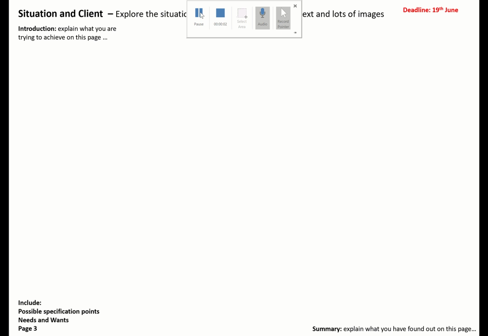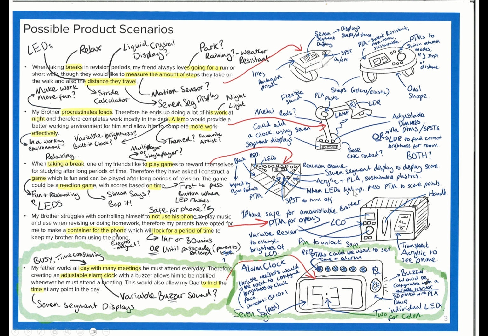This page is a little bit more complex than the previous two, a little bit harder. It's going to involve a little bit more information, probably a little bit more research as well. And it's looking at two main things. It's looking at a situation and it's looking at your client. So by now you should have a pretty fair idea of what you're going to be pursuing. You've done your scenarios page. You remember the previous one? And you've got your project that you want to follow.